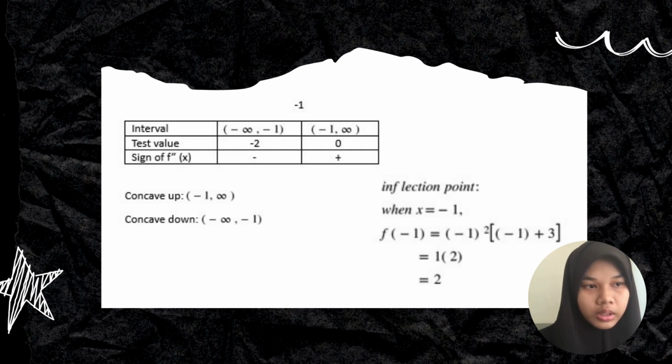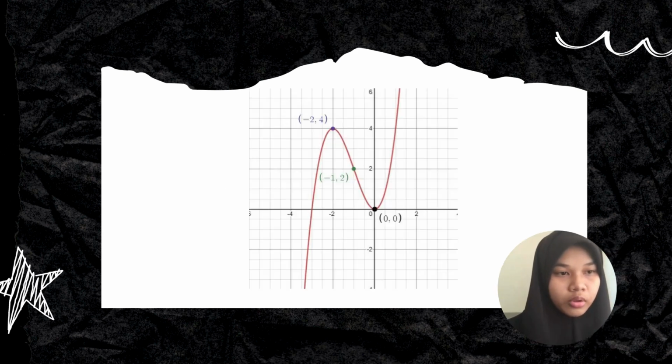If the sign is negative, the graph is concave down, and if positive, the graph is concave up. The last step is to determine the inflection point by substituting x equal to -1 into the original function, and we will get 2. We put all the points that we have onto a graph, and this is what we got.